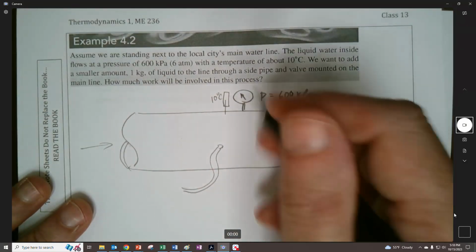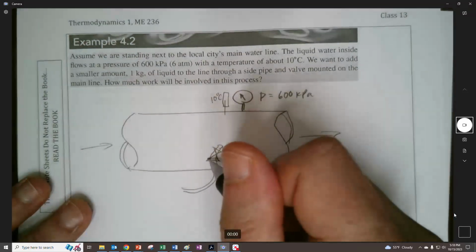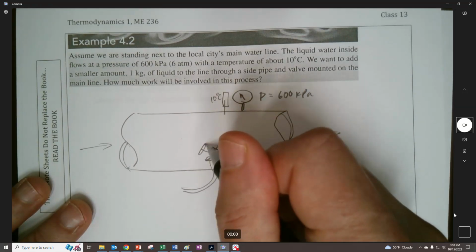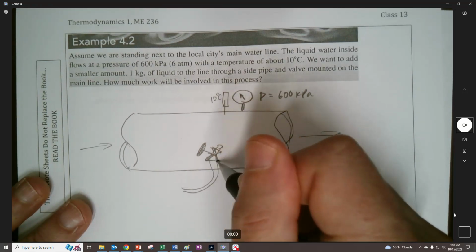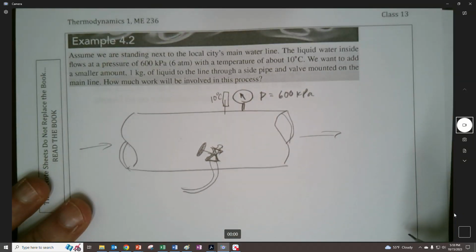And a valve mounted on the side. I guess let's put a valve right there. There's a valve. Not a very good looking valve. We should put a valve stem on it too, right there. There you go. Okay, so we got a better looking valve coming in on the side.